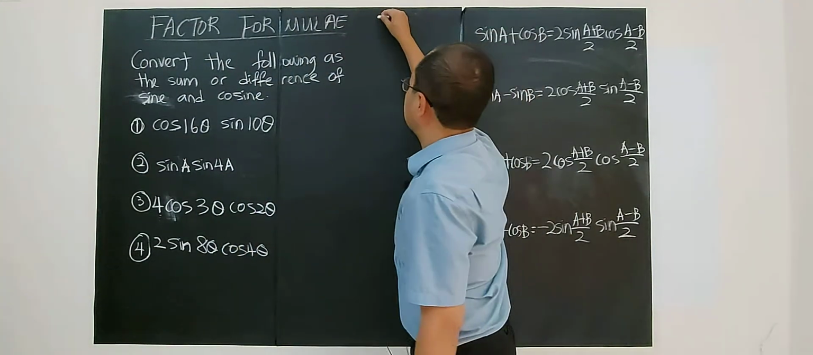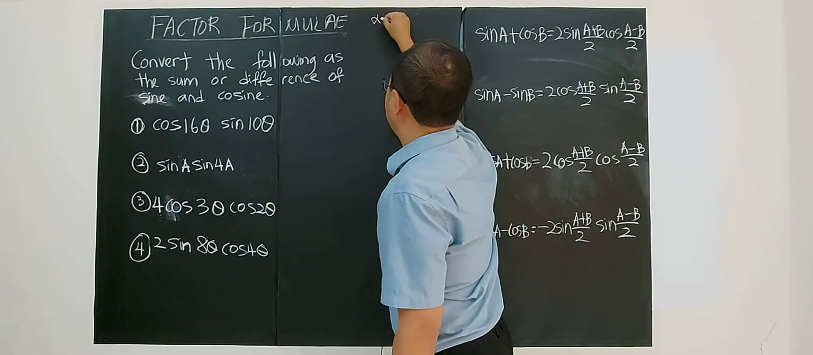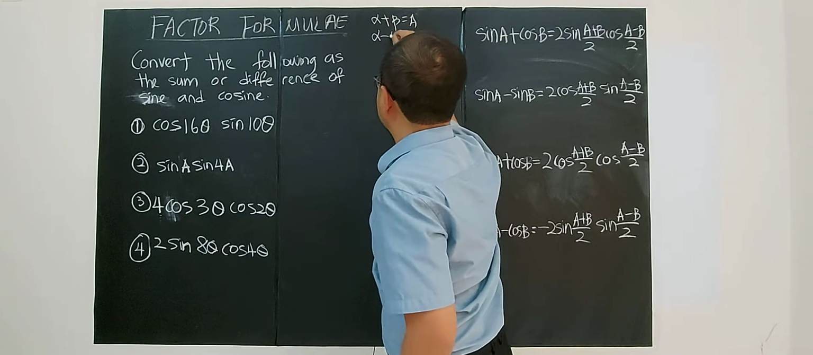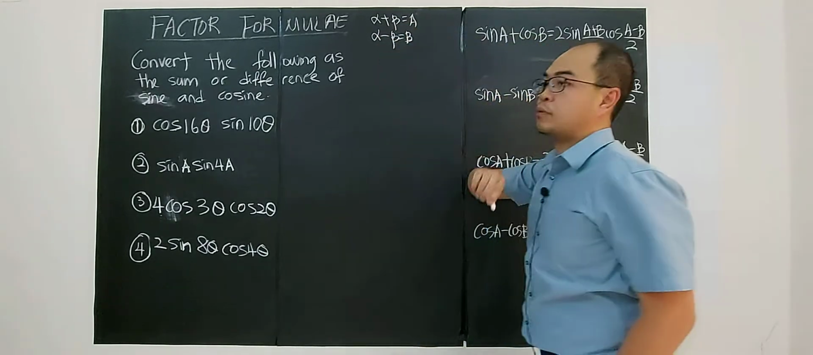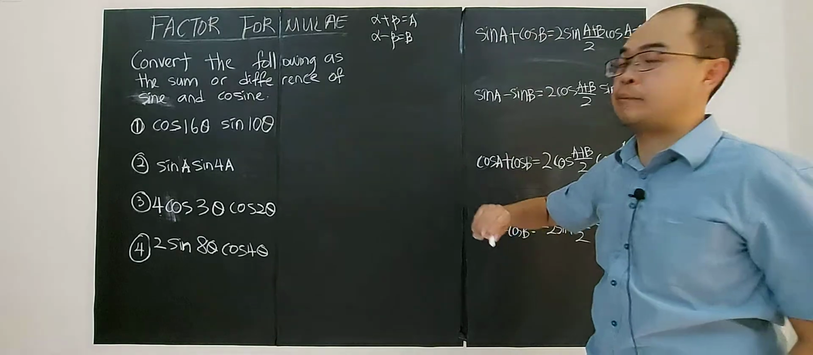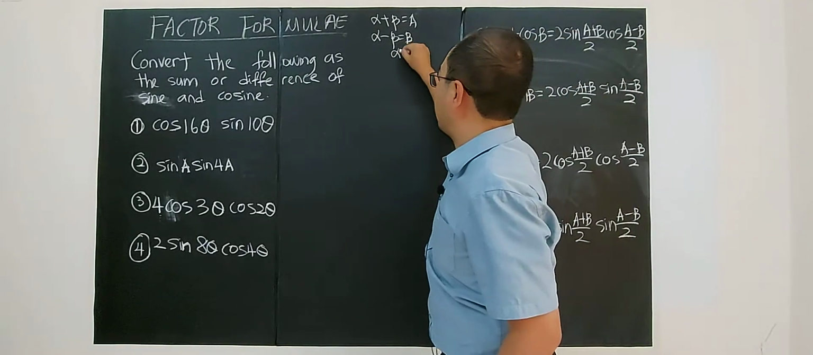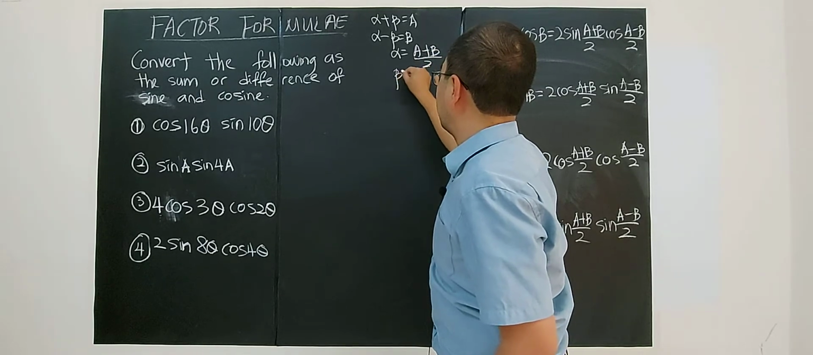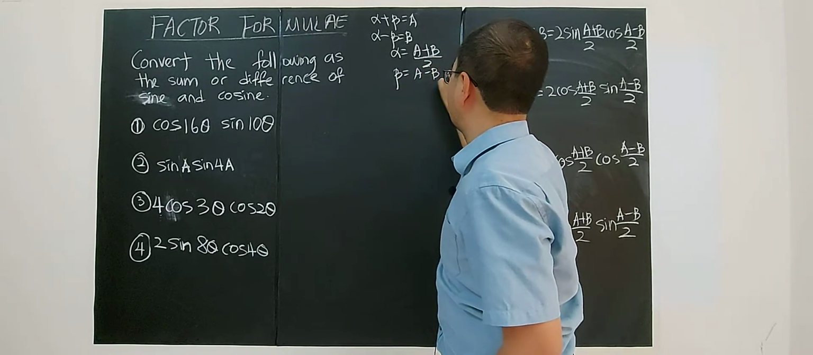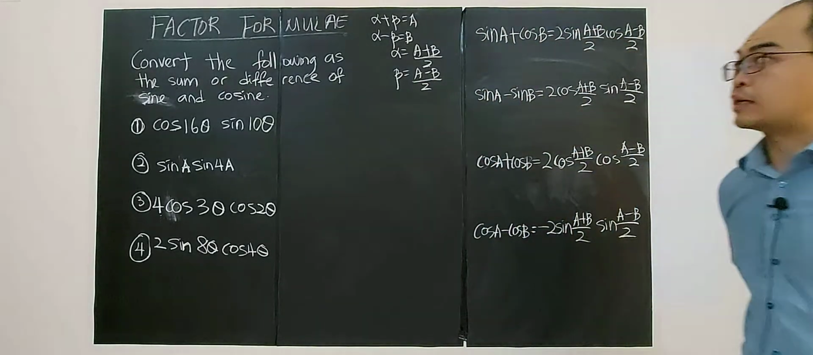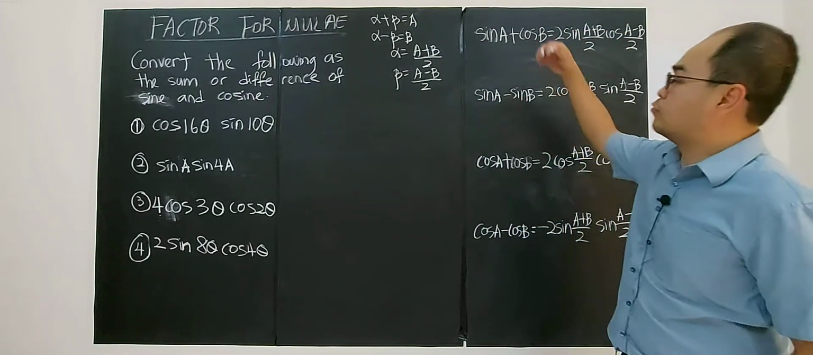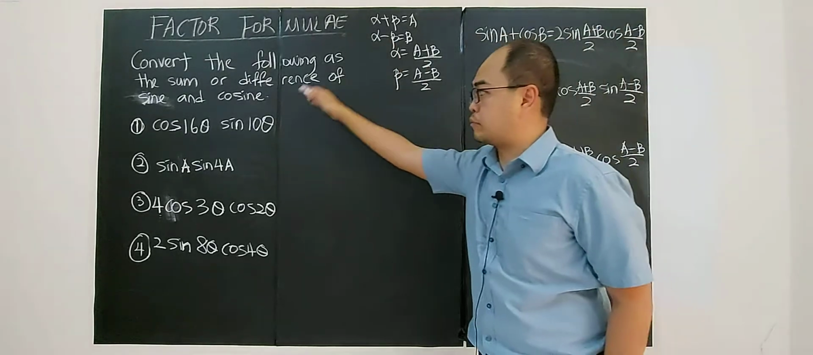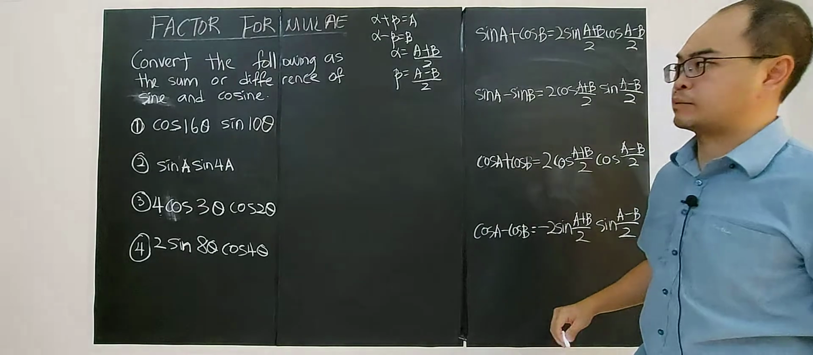As you know, alpha plus beta is A, and alpha minus beta is B. So I want to convert A and B into alpha and beta. Alpha will be A plus B over 2, and beta will be A minus B over 2. That's our duty: we need to convert such that it's easier for us when we want to convert something into an addition form or a subtracting form.